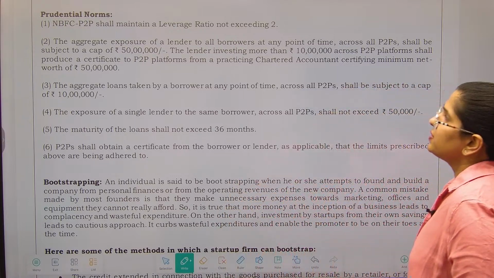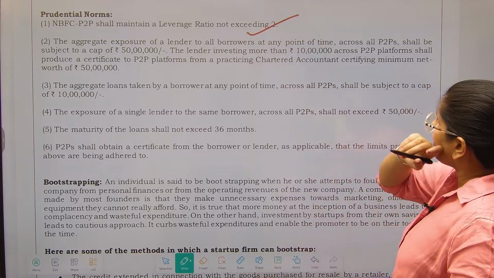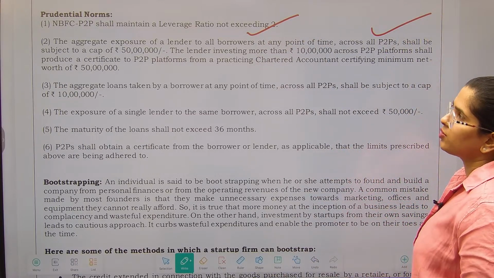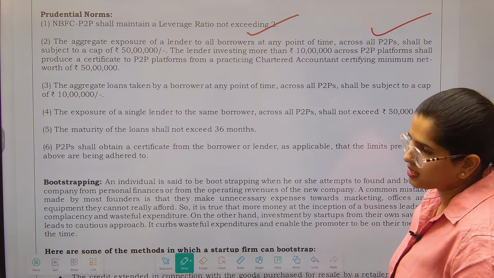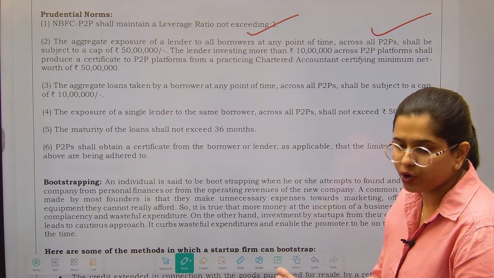So NBFC P2P shall maintain a leverage ratio not exceeding 2. Aggregate exposure of lender to all the borrowers at any point of time across P2P shall be subject to a cap of 50 lakhs. So why these caps are there? So that you do not overexert yourself.